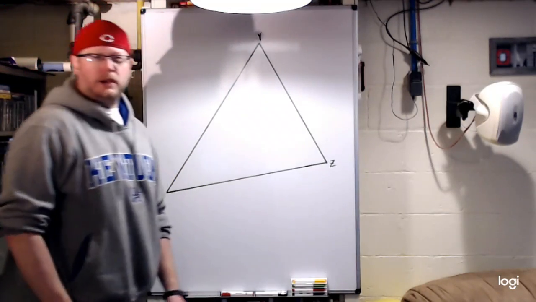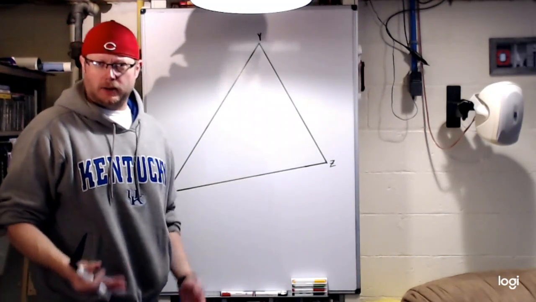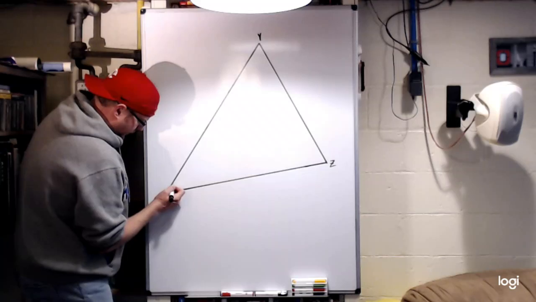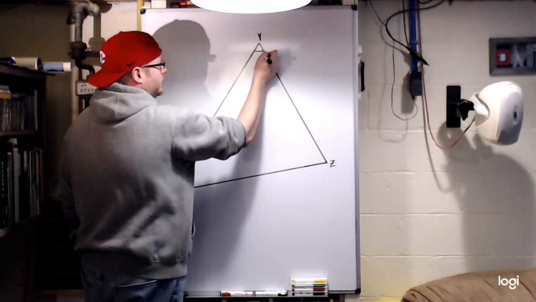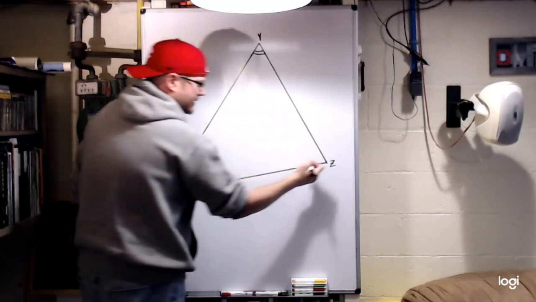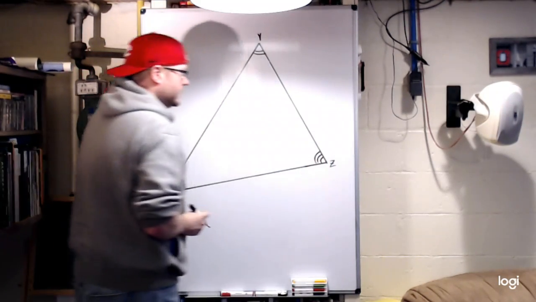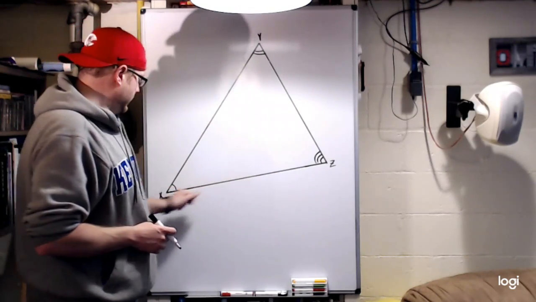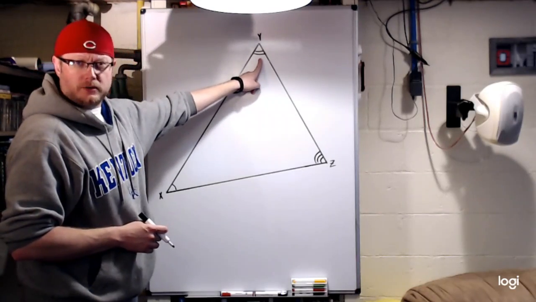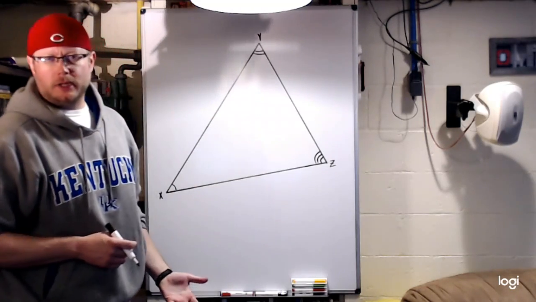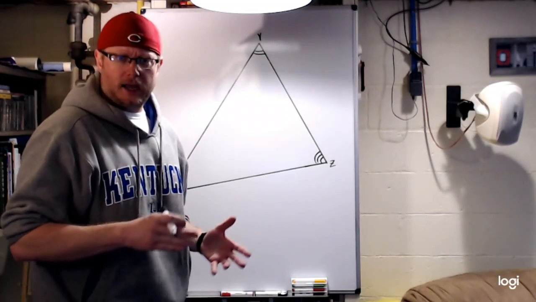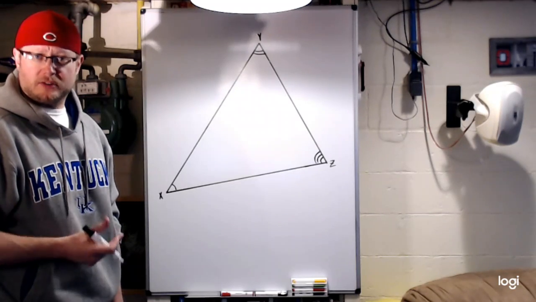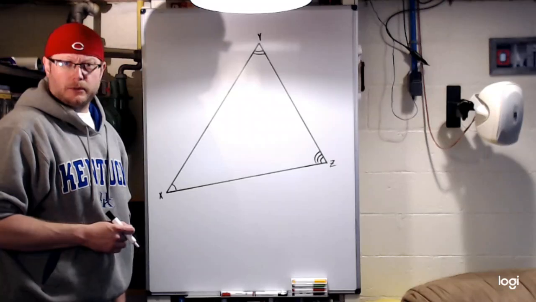So if we look at this triangle, every single triangle has 3 vertices and 3 sides, right? Here's the vertex X. Over here is the vertex Y. And down here is the vertex Z. Now notice I've put different number of arcs in each corner. This corner has 1 arc, this one has 2 arcs, and this one has 3 arcs. And all I'm really doing there is signifying that the 3 angles have different measurements, right? I just mentioned this is a scaling triangle, so all 3 angles are going to have a different measurement.